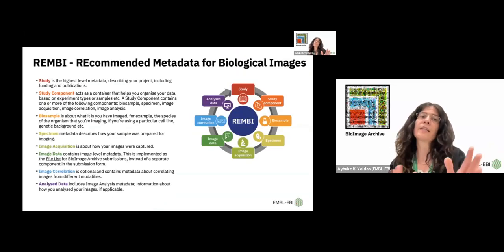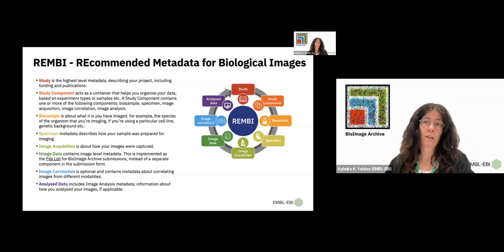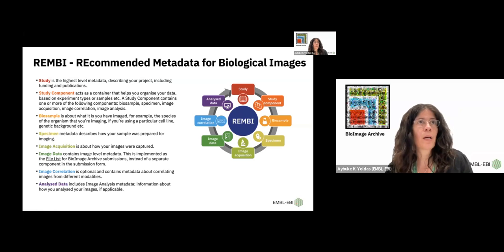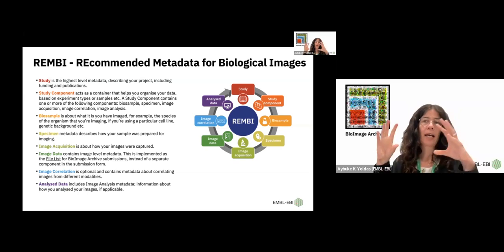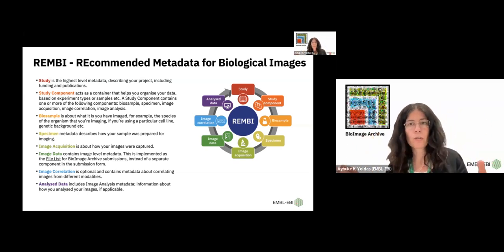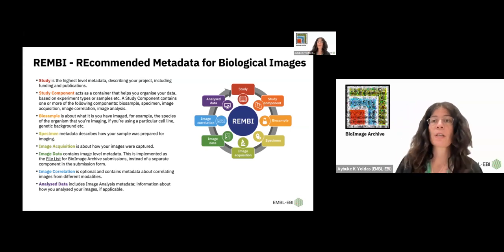So REMBI stands for Recommended Metadata for Biological Images. This came as a result of some workshops and was published in Nature, I think, in 2021. It has 8 high-level modules. The first one is the study: who are the authors, what is your project about, and anything like funding and publications.